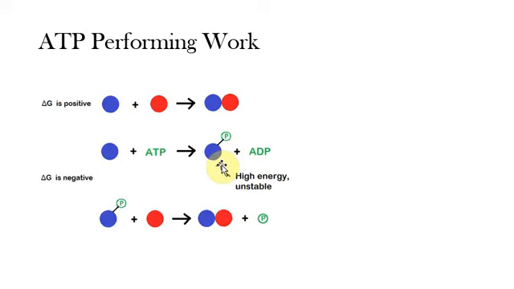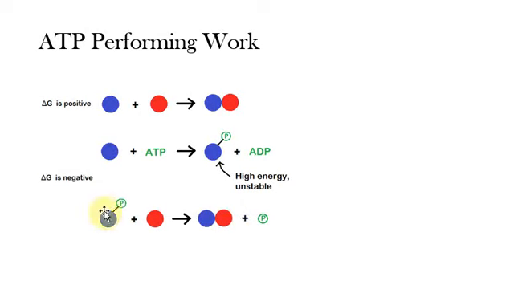Phosphorylation is the process of adding a phosphate group to another molecule, and it'll also produce ADP, which is adenosine diphosphate, which means it has two phosphates left. This reaction is spontaneous and has a negative delta G because it's breaking up that ATP, the energy currency of the cell.